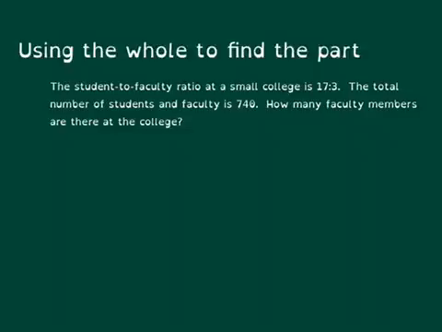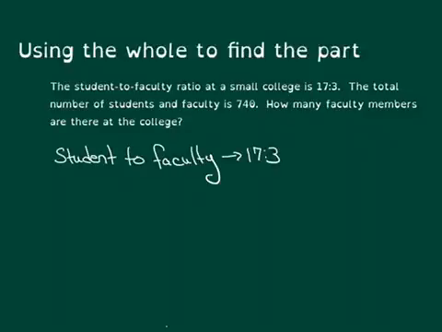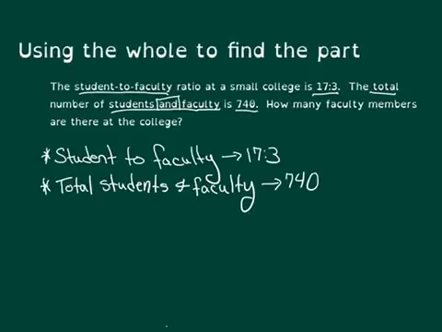So the first thing I want to do is write down the important information. The first thing that I notice is that the ratio of students to faculty is going to be 17:3. So I've written that down here. The next thing that I find important is that the total number of students and faculty is going to be 740. Right now, I don't see anything else in this problem because it's pretty simple.